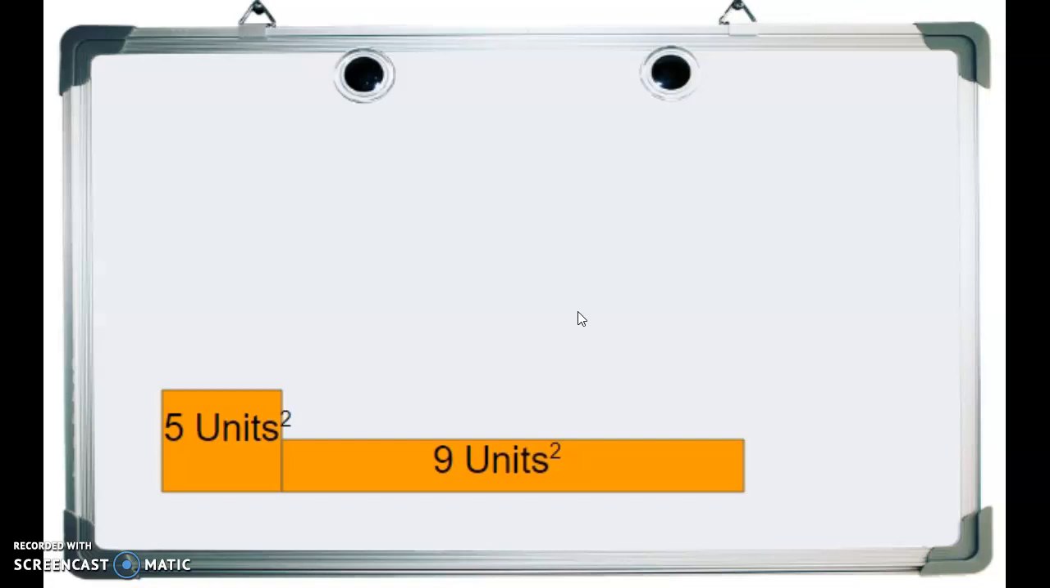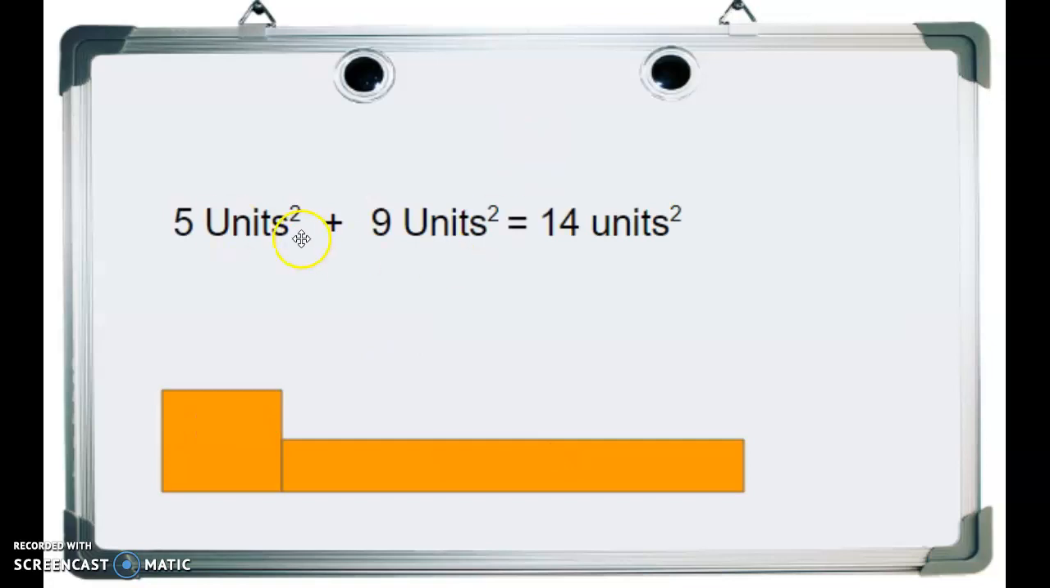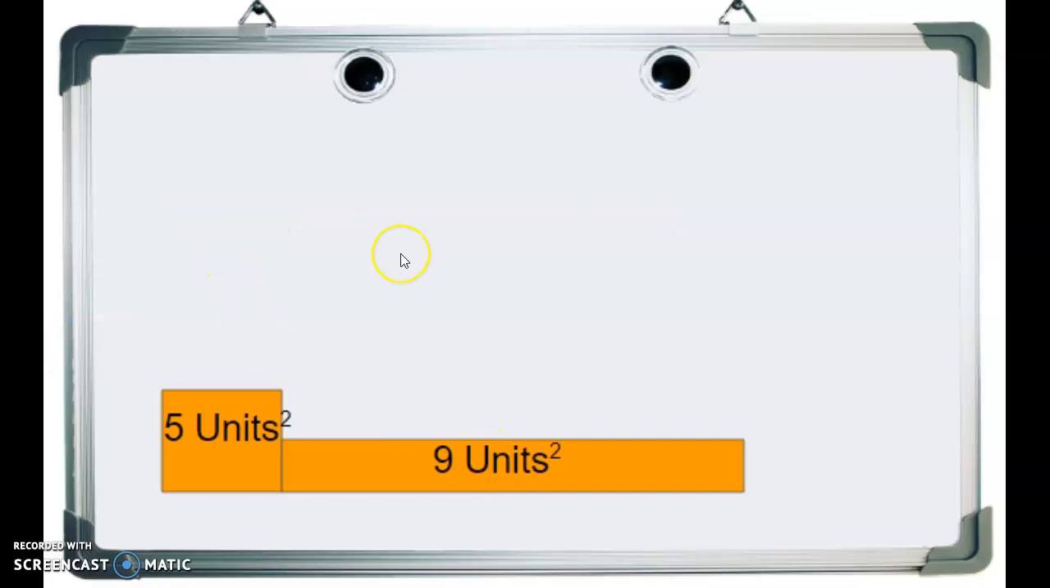All right, what's the first thing you did? You found the area of each shape, right? Yeah, they actually already gave it to you, so we don't have to do the first step. What's our second step? We're going to add them together. So 5 units squared plus 9 units squared is 14 units squared, the area of this whole thingamajigger. Now, let's go back to this problem.